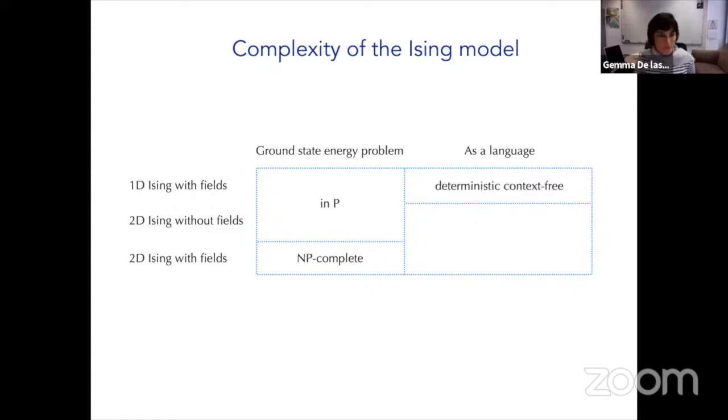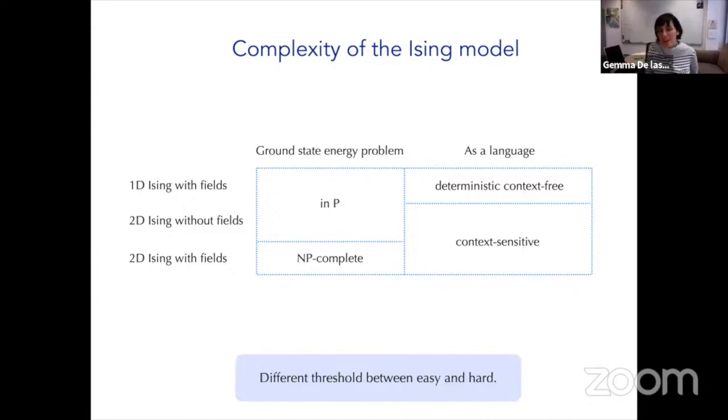Now, as a language, we find that the 1D case is easy and the 2D case is hard. So it's a different threshold, and I think it's not so surprising from the perspective that our complexity measure does not only consider the behavior around the ground state, but the whole function, the whole Hamiltonian.